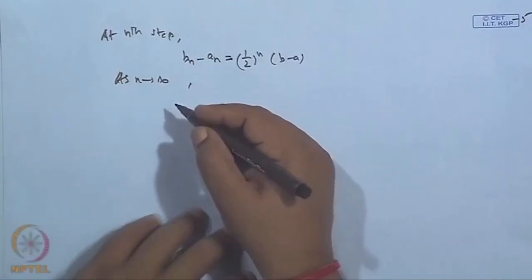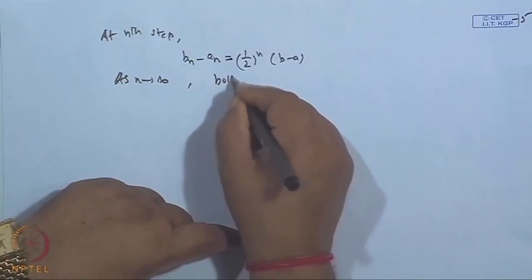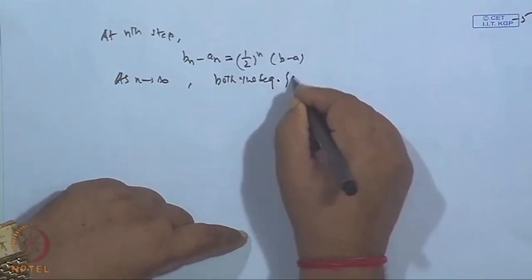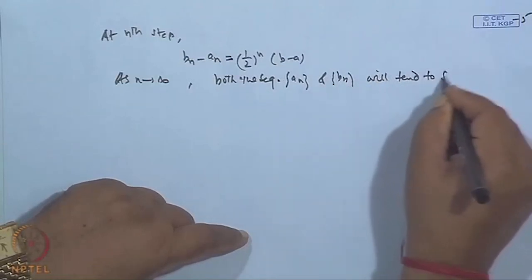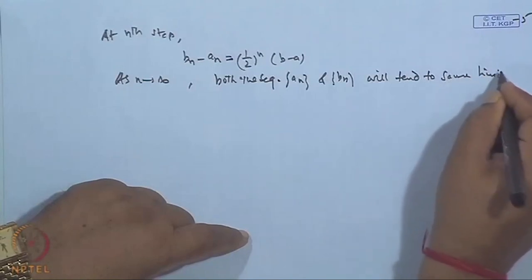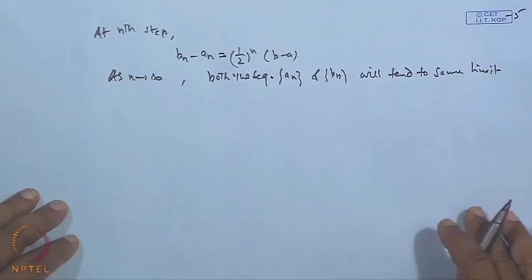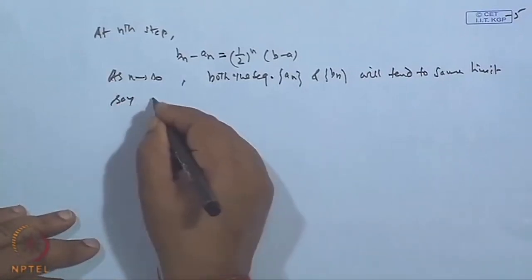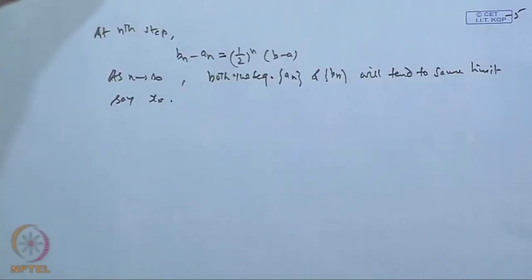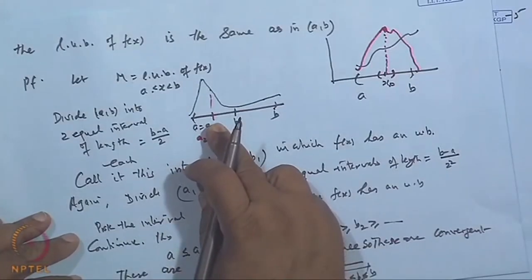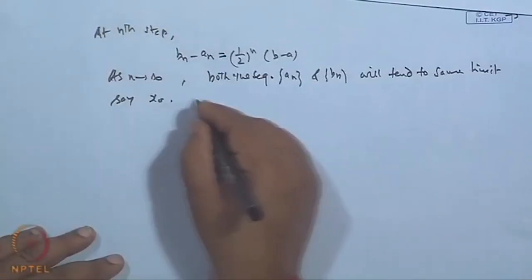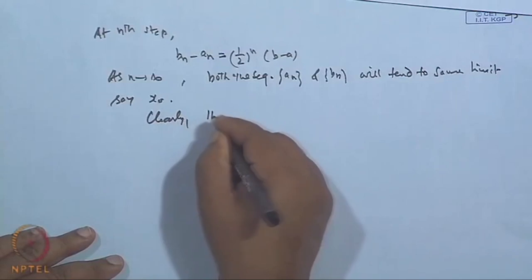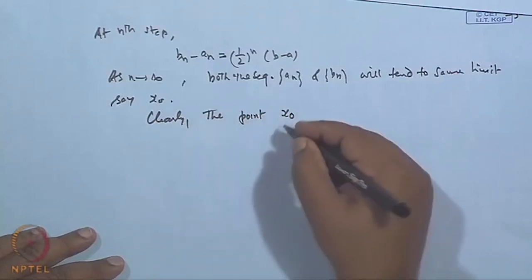Therefore, as n tends to infinity, both the sequences An and Bn will tend to the same limit, and that limit point is, say, x naught. It means there exists an x naught, and a neighborhood around the point x naught will be there in which the upper bound lies. Okay. So the point x naught has the required property.